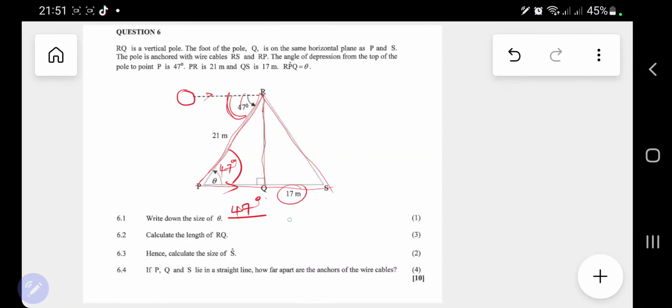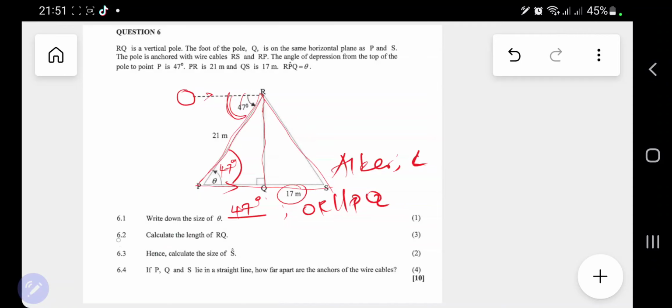So what is the reason? You can say OR is parallel to PQ. If you make the statement that this is O and OR is parallel to that, then you should look for alternating angles. It's alternating angles.